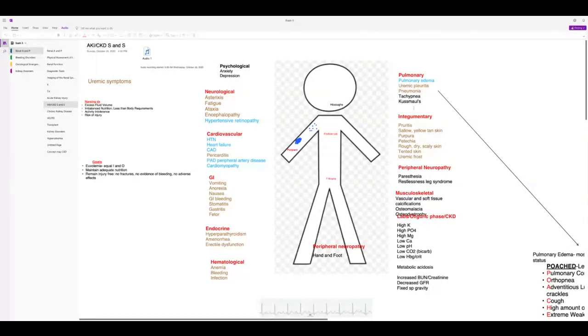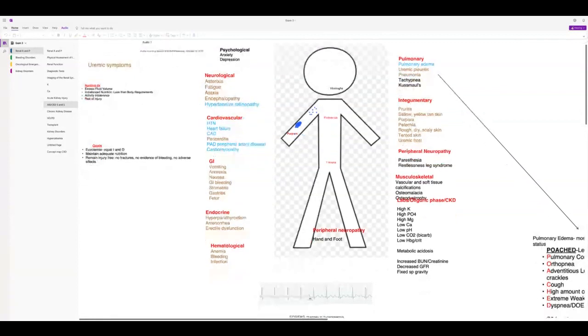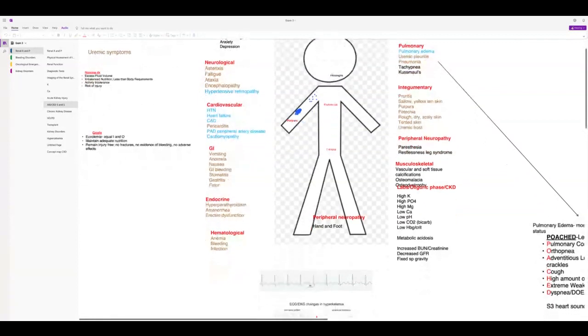Their skin. So the skin in renal disease, they're going to have pruritus. They're going to have yellow-tan or yellow-gray or yellow-brown, or sallow, we call it. They have that color skin. They have purpura and petechiae. The skin is going to be rough, dry, and scaly, and they may suffer from uremic frost, which is like a frost on their skin due to uremia.